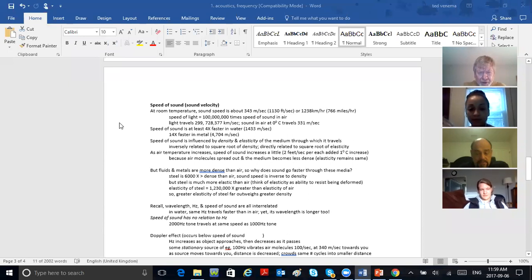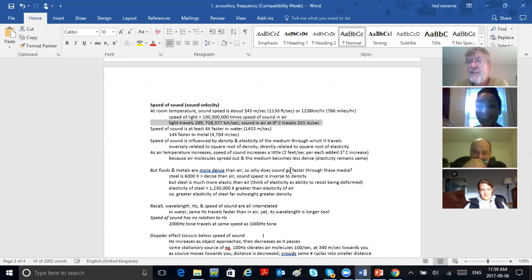Light goes, let's read notes here. Light, look at the speed of it. Light travels, look at this where it's grayed out. Light travels about 300 million kilometers per second, or about 186,000 miles per second. Per second.